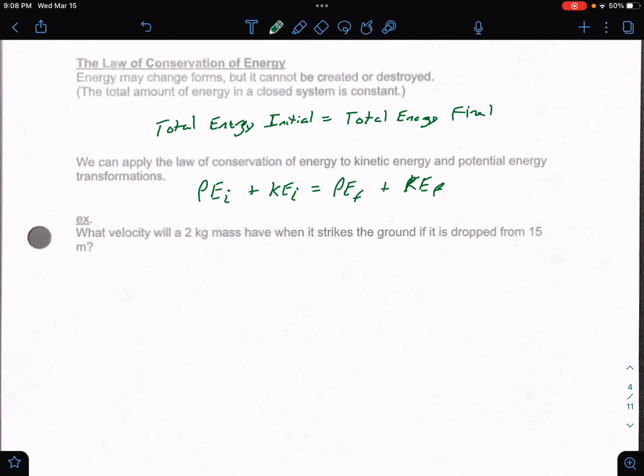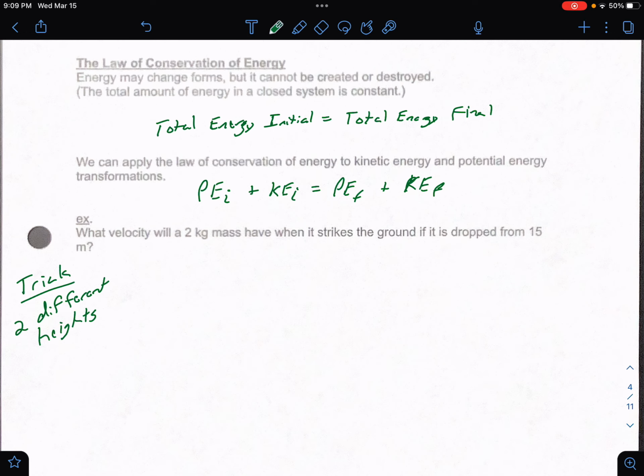Our example: what velocity will a 2 kilogram mass have when it strikes the ground if it is dropped from 15 meters? Here's my trick for when to use PE plus KE equals PE plus KE: anytime you have two different heights, or two different positions, like a ball that's 15 meters up and then a ball hitting the ground. That means there are different types of energy at one point and different types of energy at another point.